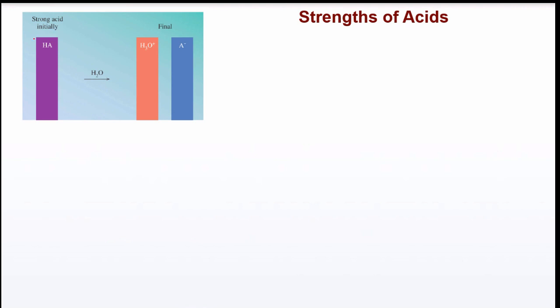So, for example here, these bars are indicating concentrations, and they're indicating a before and after. So this would be before, and this would be after being put into water. So after a reaction. So this is the strong acid initially, so it's HA. That's not really an actual compound, it's just representing a strong acid.